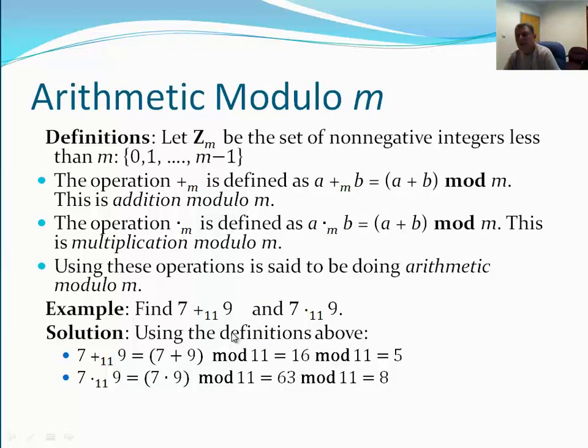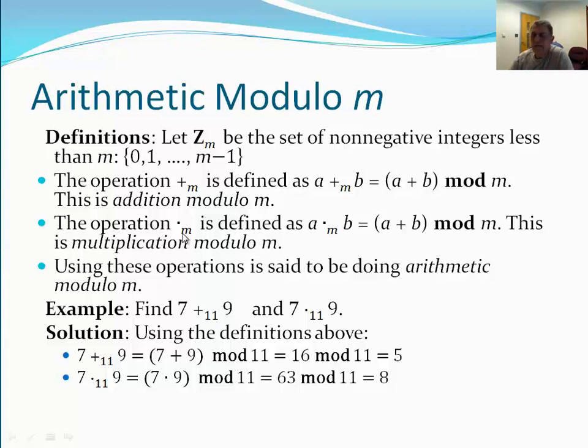Here is another issue that you need to know. Let Z sub m be the set of non-negative integers less than m, all right? Less than, let's say, 10, then it would be 0, 1, all the way till 9. So it's 0, 1, 2, 3, all the way up to m minus 1. The operation plus sub m is defined as a plus sub m b, the same as saying a plus b mod m, meaning a plus b divided by m, and we take the remainder. This is addition modulo m.